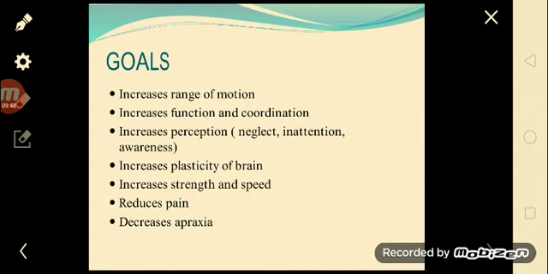These are the goals. It increases range of motion, it helps increase function and coordination, it increases perception, increases plasticity of the brain as we already discussed before, and increases strength and speed, reduces pain, decreases apraxia.